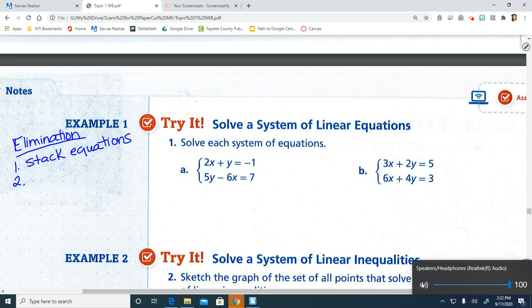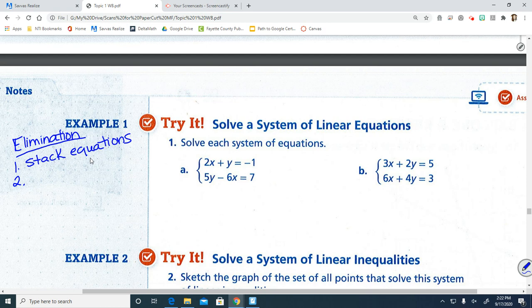After that, you want to multiply. I'm going to mute so you don't have to hear that every time I switch colors. You can either add your equations, or you need to maybe multiply so that you can add your equations to eliminate a variable. So I'm going to summarize that by saying find a way to add your equations to eliminate a variable.